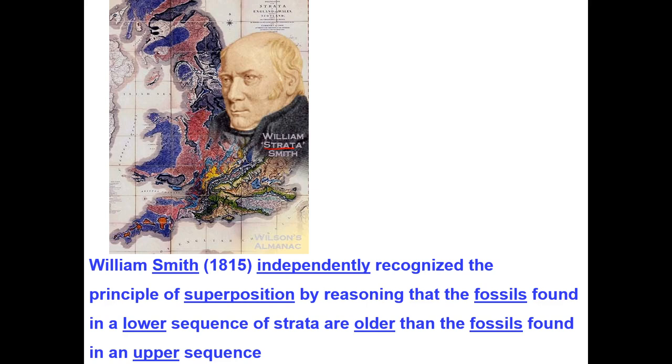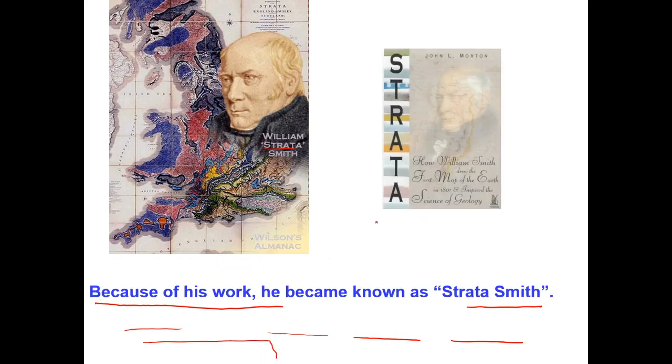He used Steno's principles of sedimentology, his principle of superposition, and reasoned that fossils found in lower sequences of strata are older than the fossils found in upper sequences. He made this very famous first map of the Earth in 1801, inspired by the science of geology. This is one of the first geologic maps ever created, so he's very famous for this.